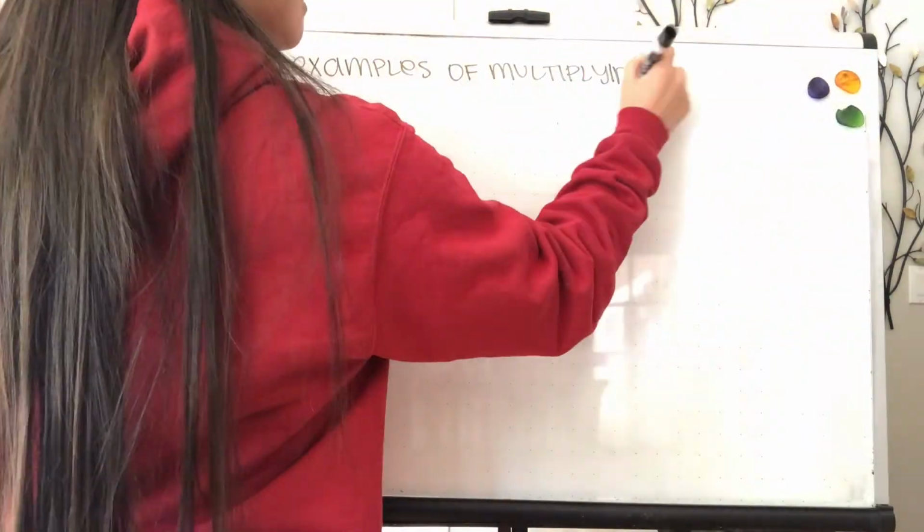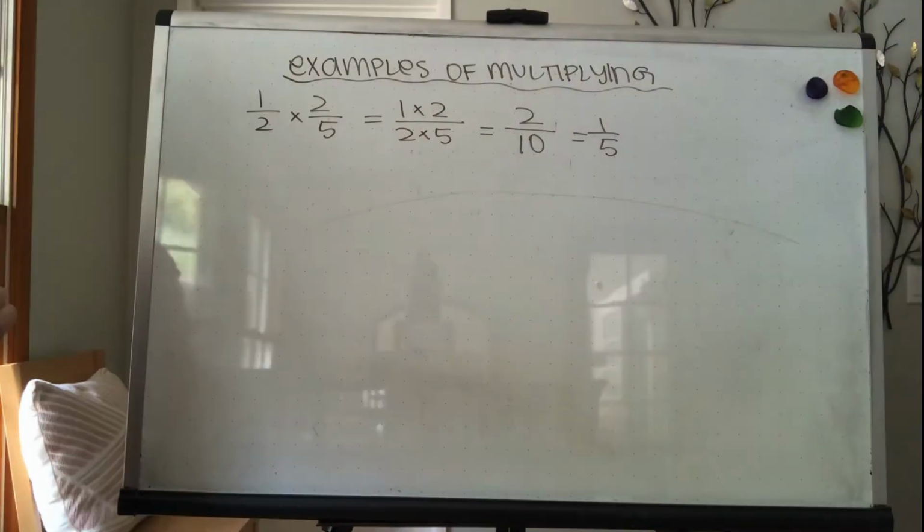One example of multiplying fractions is 1/2 times 2 over 5. And to do that, you multiply the top numbers first, so 1 times 2 over 2 times 5. And when you multiply those out, it would be 2 over 10, and then you do the third step, simplify, and you'd get 1 over 5.